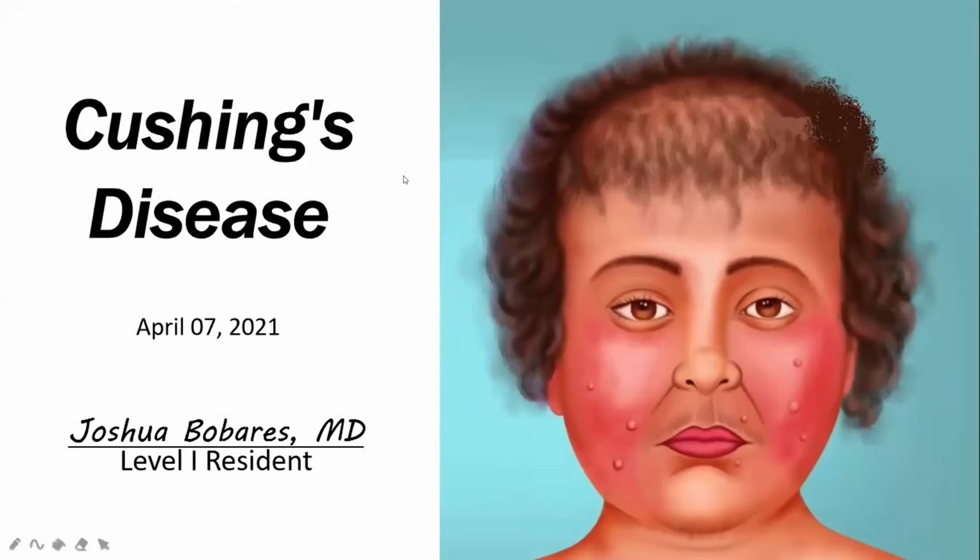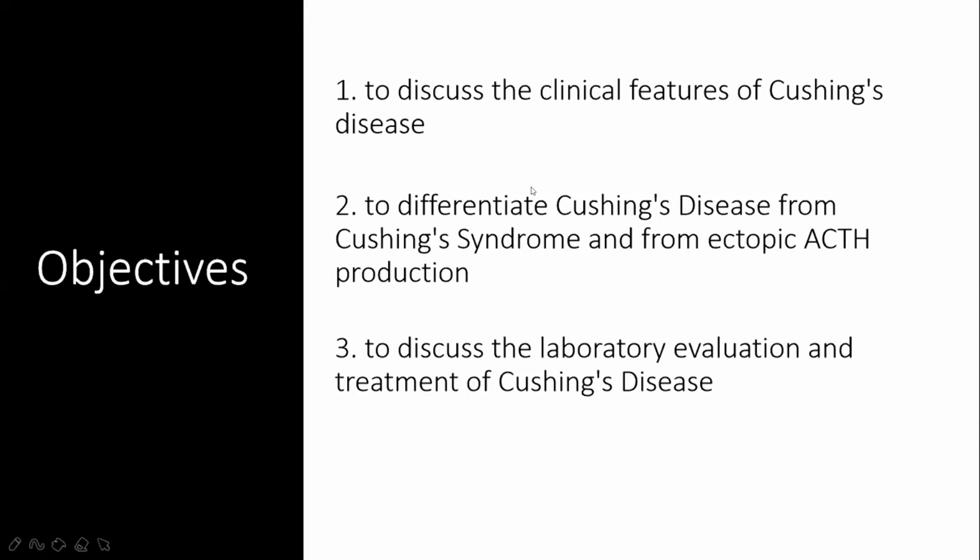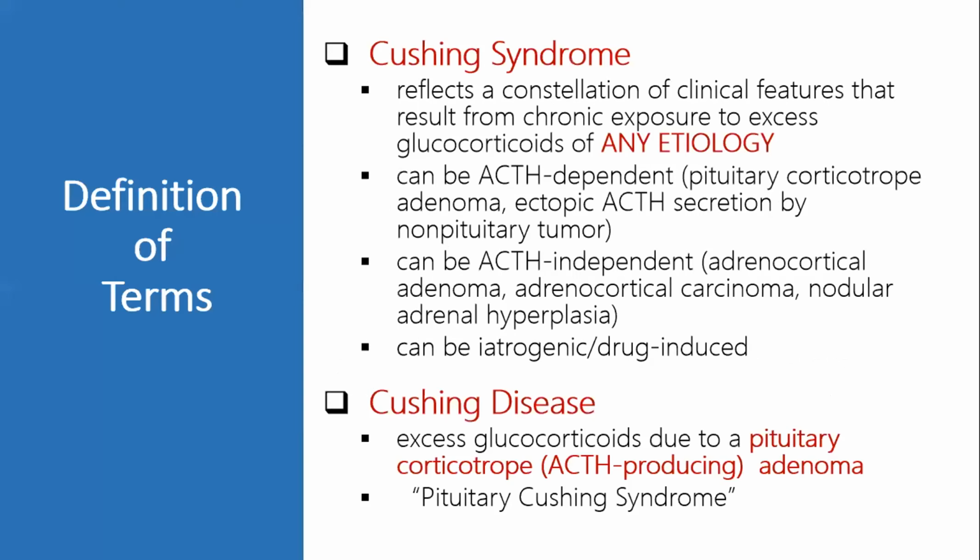So for my second topic, which is about Cushing's disease, my objectives for this discussion are as follows. First is to discuss the clinical features of Cushing's disease, then to differentiate Cushing's disease from Cushing syndrome and from ectopic ACTH production, and third is to discuss the laboratory evaluation and treatment of Cushing's disease.